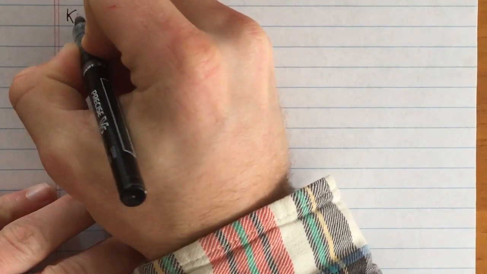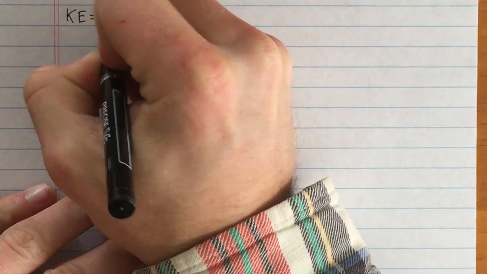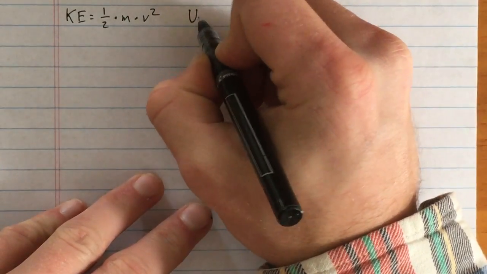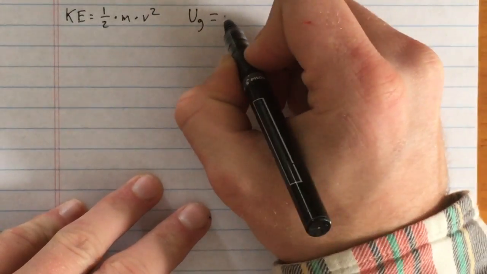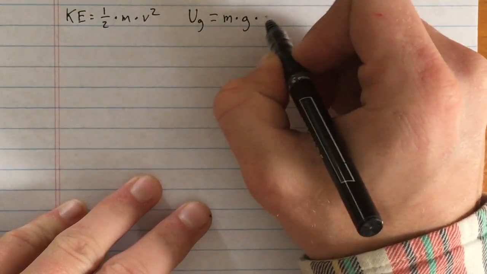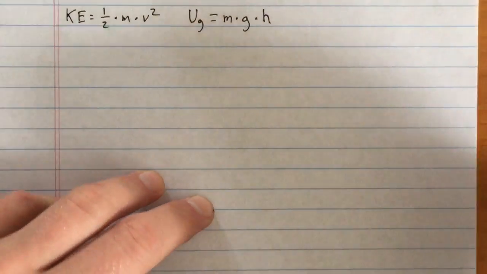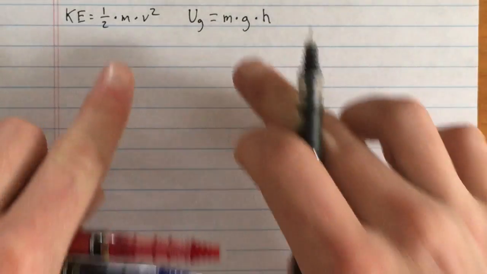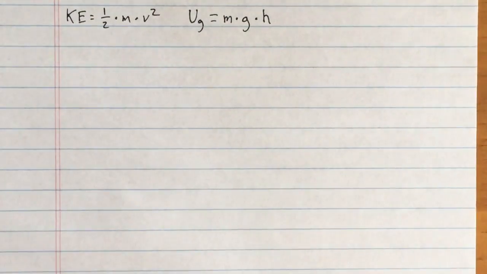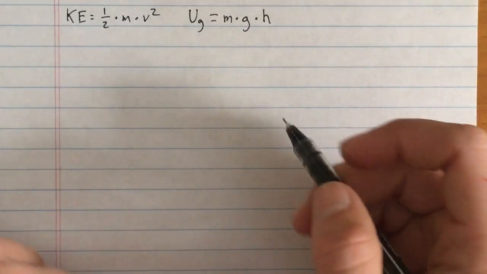Alright guys, from your research, you should have found out that the kinetic energy is equal to 1/2 times the mass of an object times the velocity squared. You should have also found out that the gravitational potential energy can be calculated by multiplying the mass times the acceleration due to gravity times the height or the position in a gravitational field. And you could use these equations to find how much energy is in an object or in a system, or you can use it to predict quite a few things.